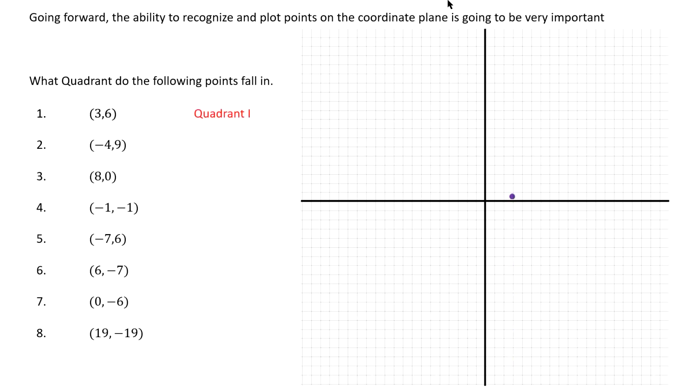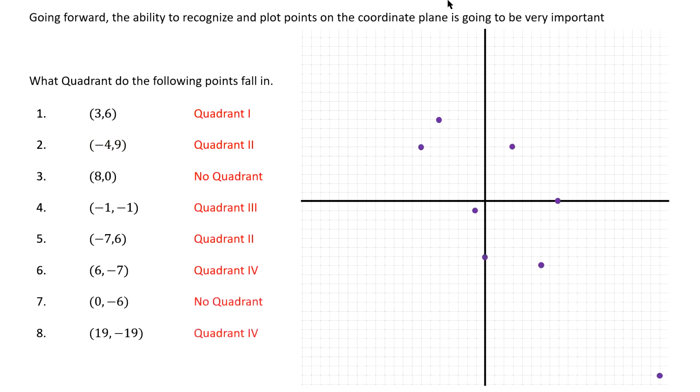Okay, we should have gotten these for answers. Point 1 was in quadrant 1. Point 2 is in quadrant 2. Point 3 is in no quadrant. It's on the x-axis. When 0 is the y value, we're on the x-axis. Quadrant 3 for problem 4. Quadrant 2, number 5. 6 is in quadrant 4. 7 is in no quadrant. When 0 is the x value, then we're on the y-axis. And then quadrant 4 for the last one. Hope everybody gets this right.